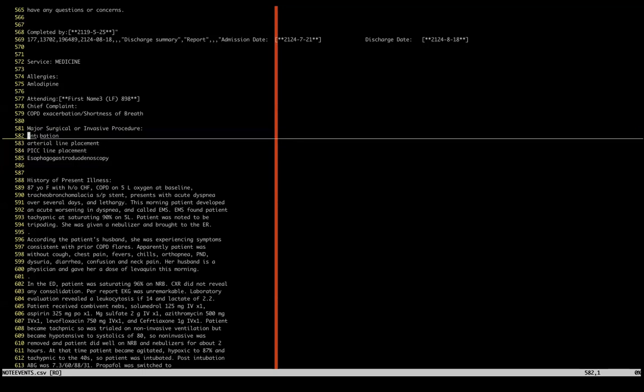So the patient went through intubation. I guess the patient had some kind of surgery. And arterial line placement. Something to do with artery, your blood vessel, I guess. PICC line replacement, esophageal gastroduodenoscopy. I'm not sure what this even means. Something to do with your esophagus and your gastro.